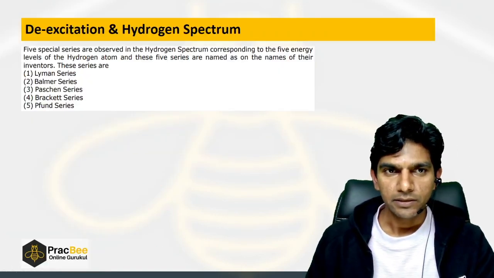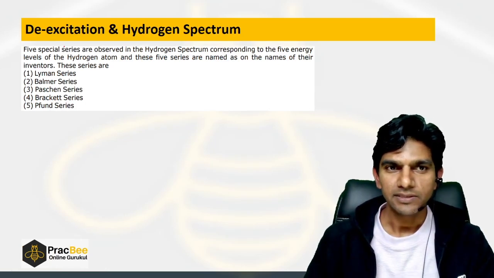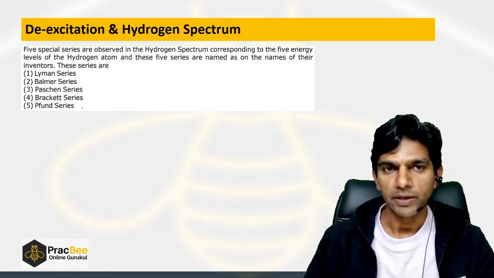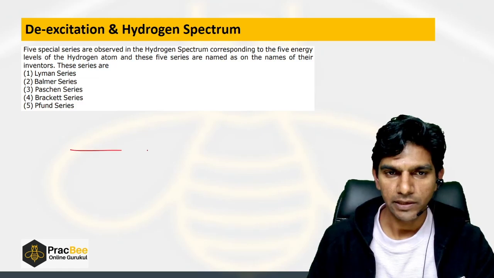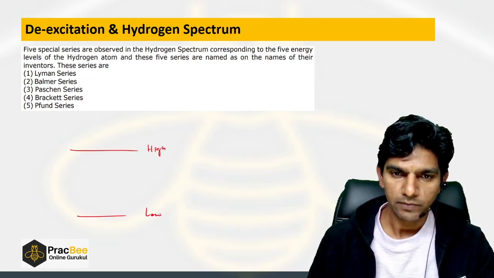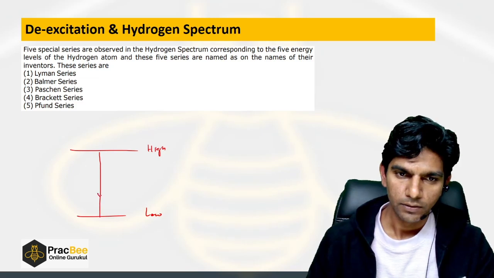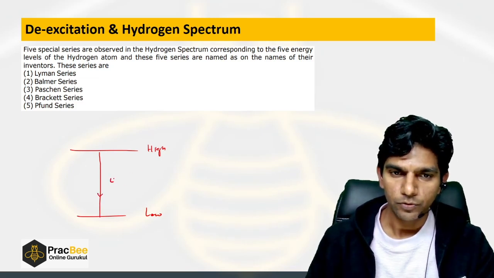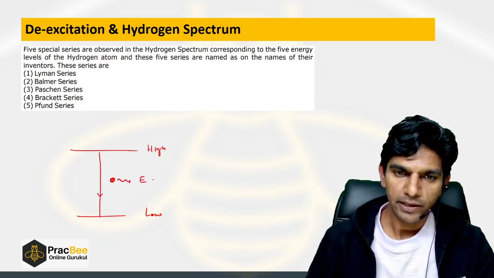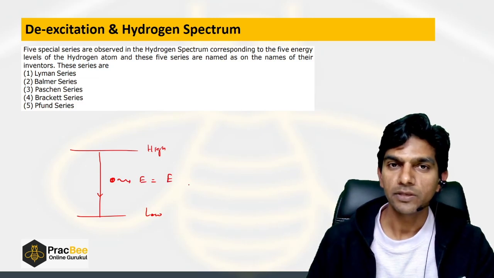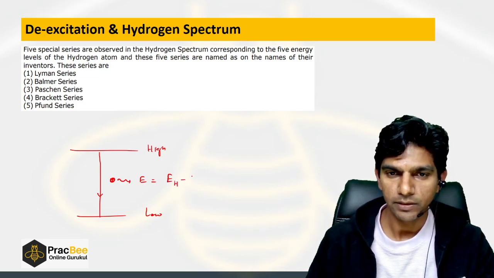Now let us see another concept. So what is de-excitation and the hydrogen spectrum? So de-excitation is when the electron jumps from a higher energy level to a lower energy level. So when the electron jumps, then a photon is released, and this photon will have energy which is the difference of these two energy levels. So E high minus E low, right?